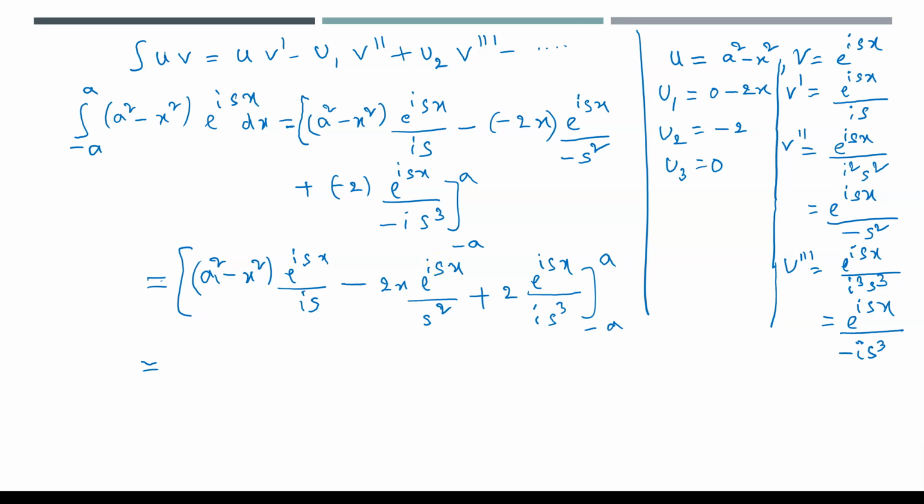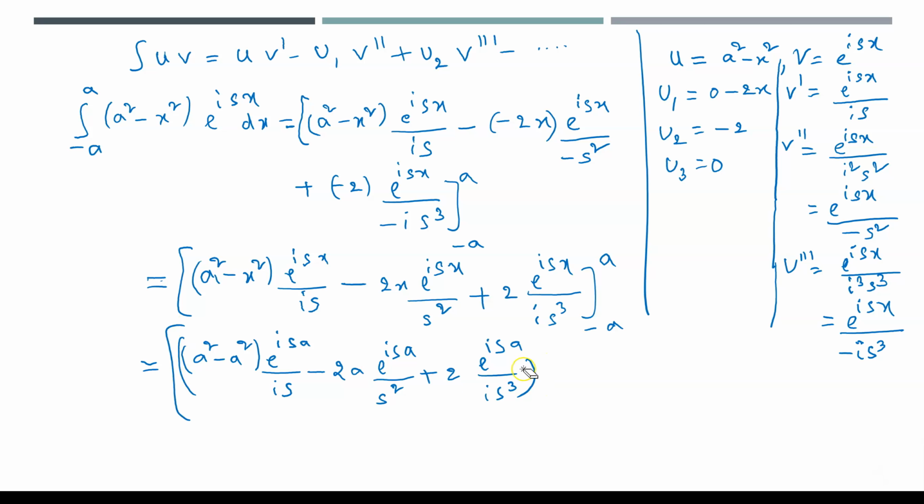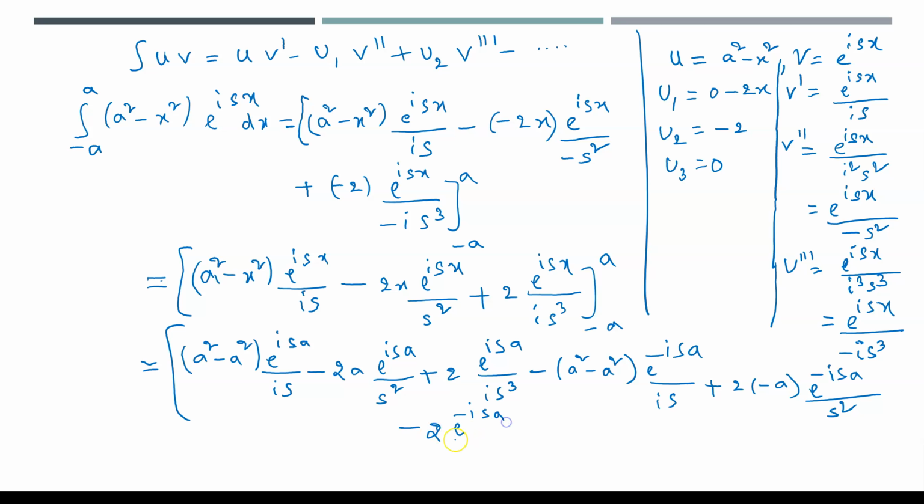If you put x equal to a, first we apply the upper limit. So here a square minus a square into e power i s a upon i s, minus 2a e power i s a upon s square, plus 2 into e power i s a upon i s cube. Now if you apply the lower limit, we can directly write these terms by changing their sign. Minus of a square minus a square e power minus i s a upon i s, plus 2 into minus a e power minus i s a upon s square, and minus 2 into e power minus i s a upon i into s cube. So this term becomes 0 and this one becomes 0.